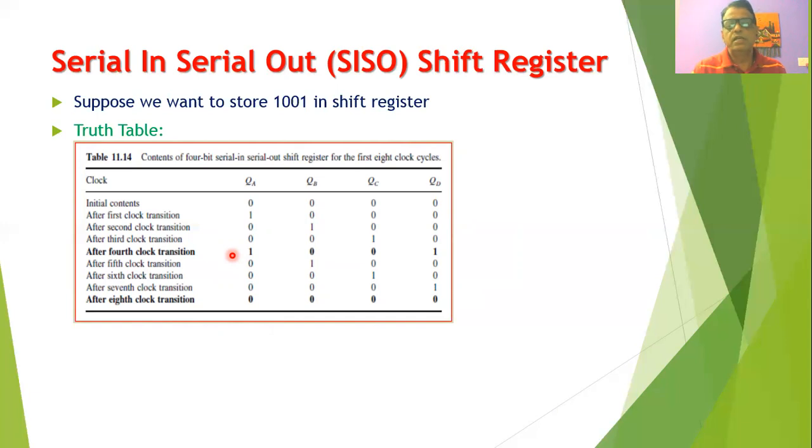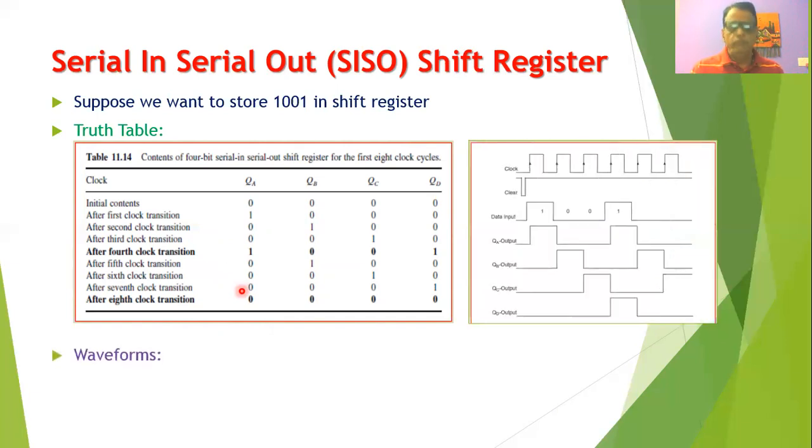Now, once this data is stored, then we can make the data input equal to 0. And then serially, again, we need to apply 4 more clock pulses so that the data can be read at the output QD. And therefore we can draw the waveforms for this shift register as shown in this diagram.